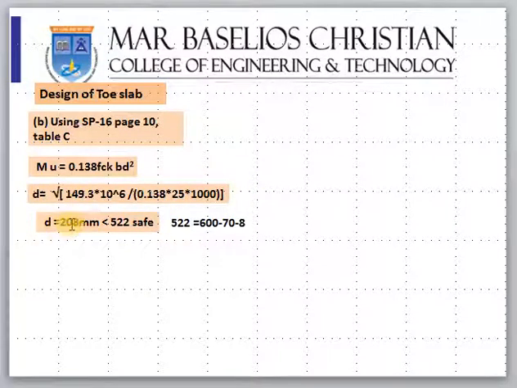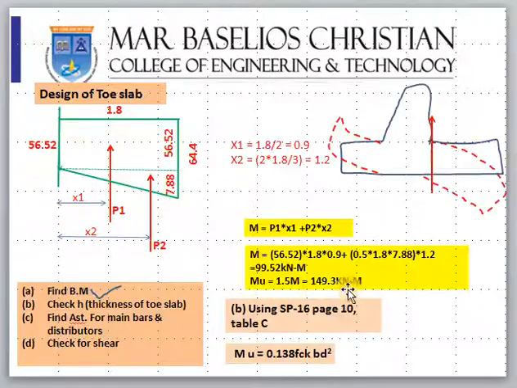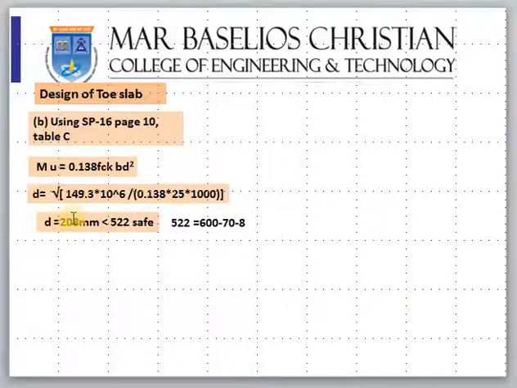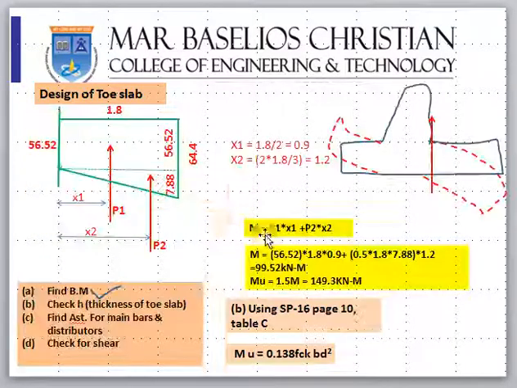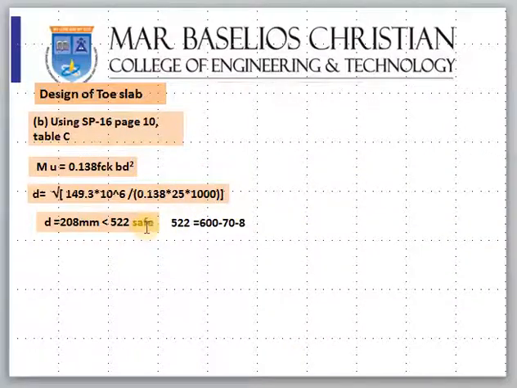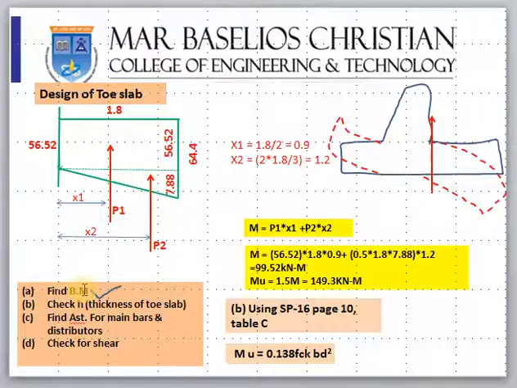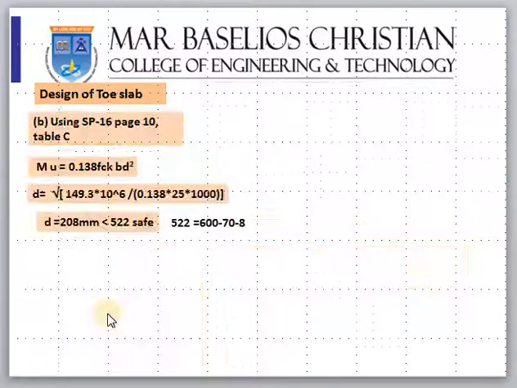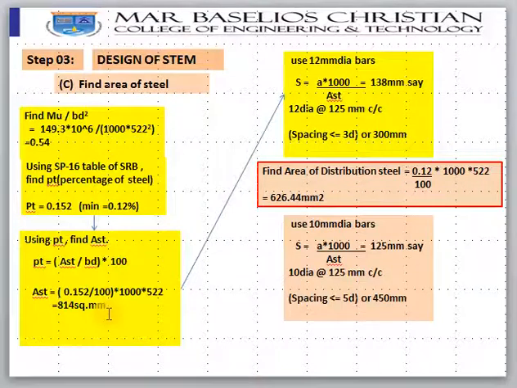So it comes around 208 mm, meaning that for taking care of this bending moment of 149.3, this thickness is sufficient, but we have provided 522, that is 600 minus 70 minus 8, 522, so we are on the safer side. So what is next? Once you got the bending moment and checked that it is safe, then next is to find out the area of steel. It is the same procedure.